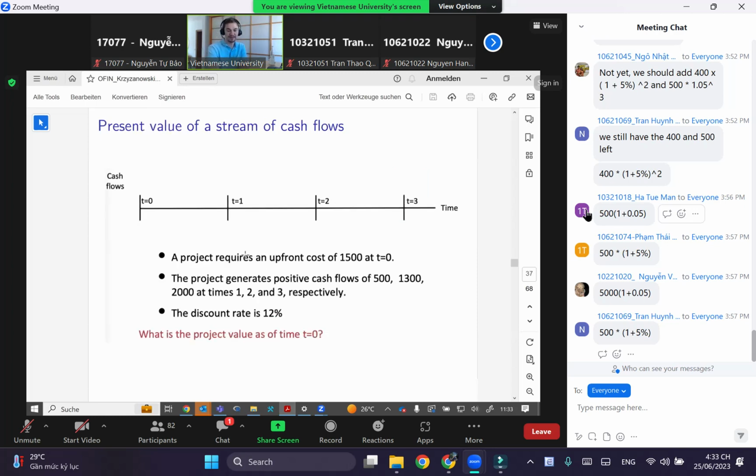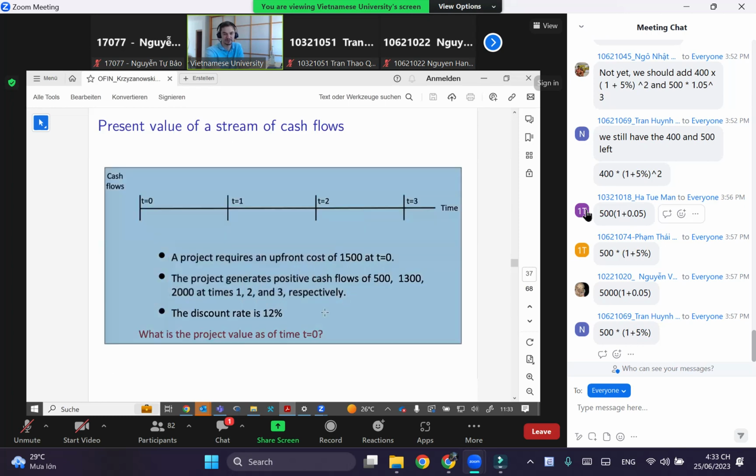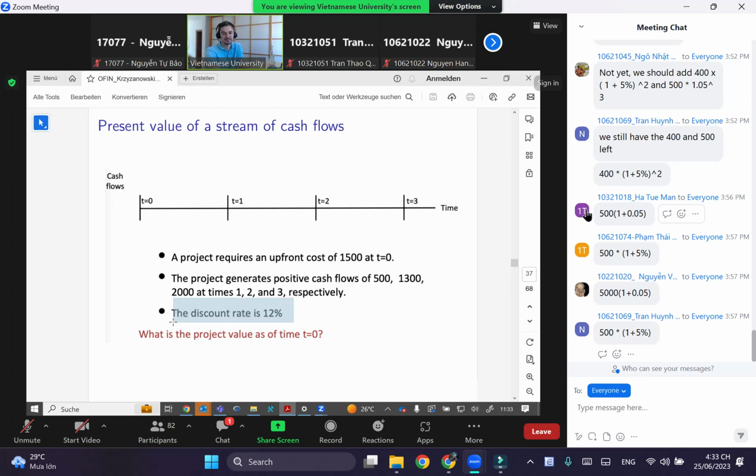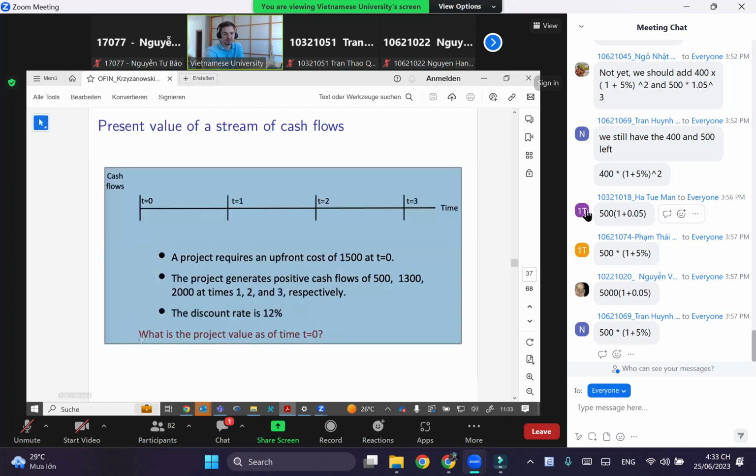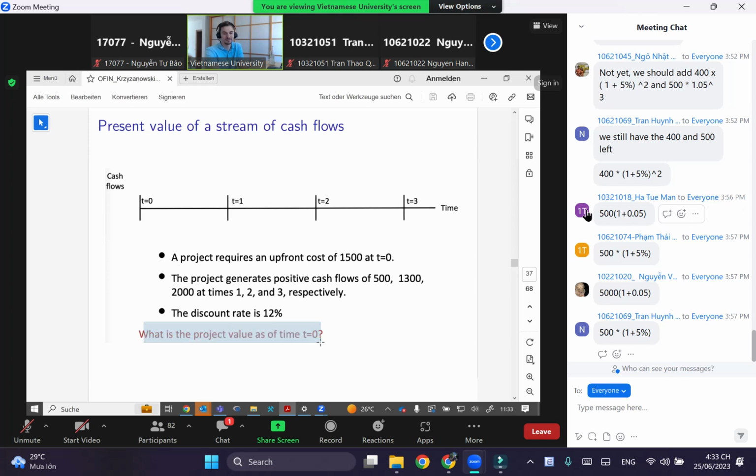Good. Next, here comes more of an investment setting where you have upfront costs. Suppose we have a project which requires an upfront 1,500 in period T0. Afterwards, in the subsequent periods, the project generates positive cash flows of 500, 1,300, and 2,000 at times 1, 2, and 3, respectively. The discount rate is 12%. And now the question is, what is the project value as of time T equals 0?